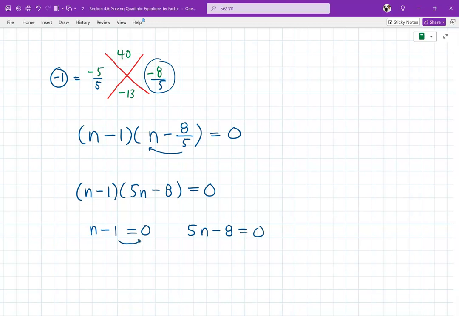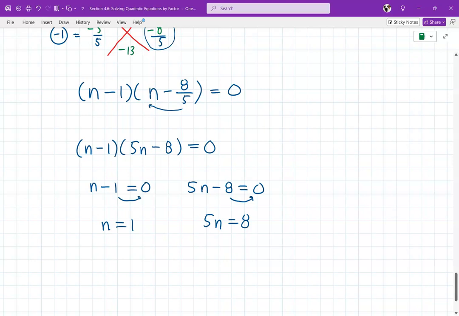So we'll add a 1 here, so n is equal to 1. For this one, we'll add an 8, so 5n is equal to 8, and then divide by 5. And right now, I want to address something really quick. So I got two answers.